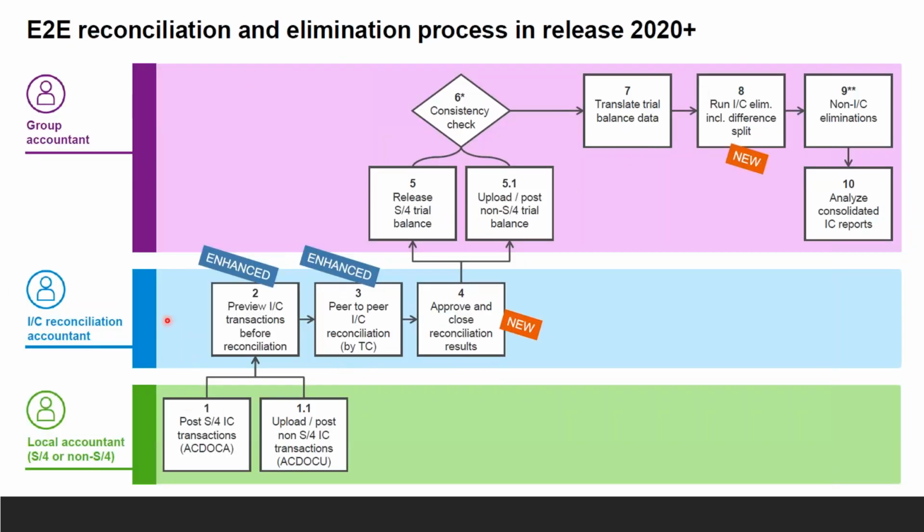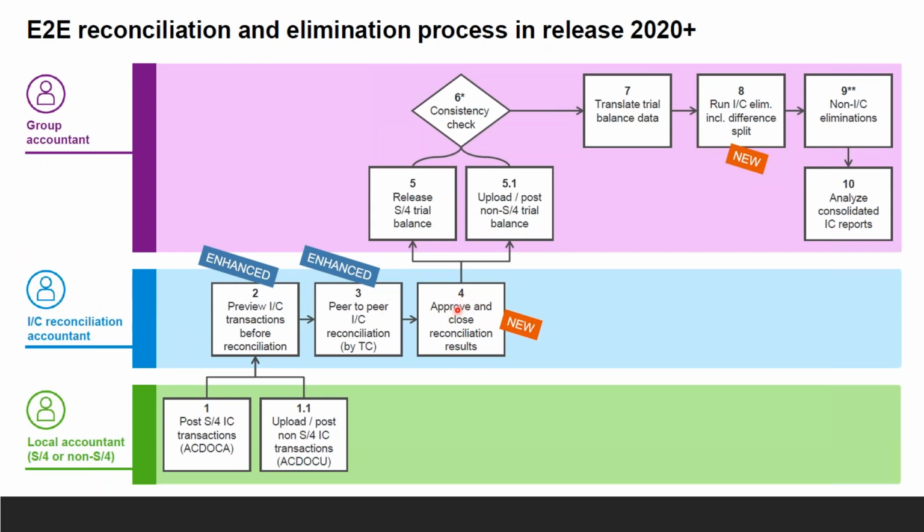So this is about the end-to-end reconciliation and eliminations on the ICMR side. You can see this intercompany reconciliation. Normally we are posting, and the local accountant will perform everything. Then we are going to release this uploading of the data. So intercompany preview and intercompany before reconciliation. So peer-to-peer intercompany reconciliation by transaction, approve and close reconciliation.